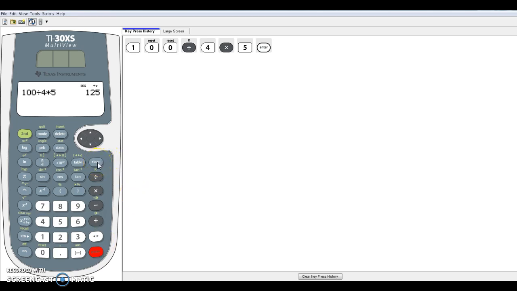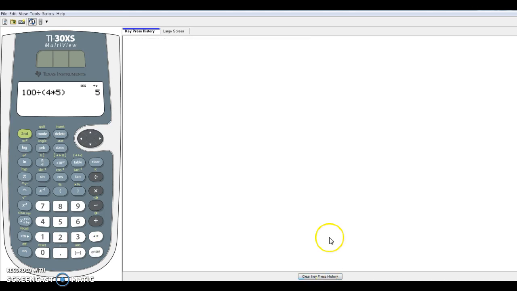Okay, let's clear that. And this time, let's do 100 divided by parentheses 4 times 5. And notice this time you're going to get a different answer. Because remember, with the order of operations, you start with the parentheses or your grouping symbols first. Then you do your exponents, and then you multiply and divide from left to right, and then you add and subtract from left to right. So the parentheses makes a tremendous difference.